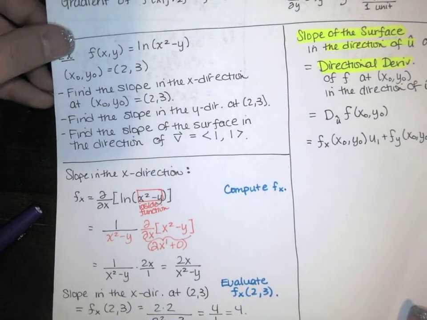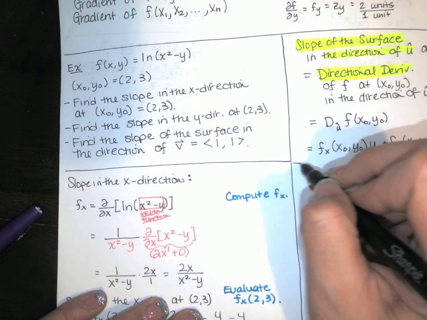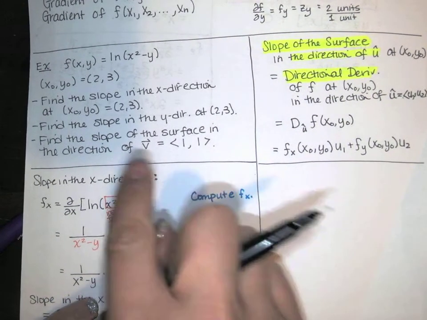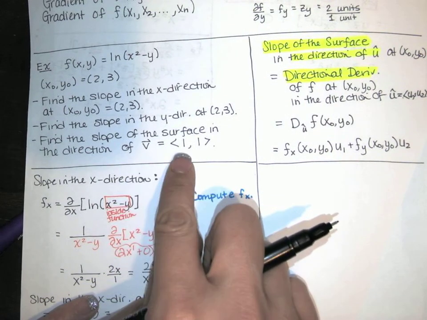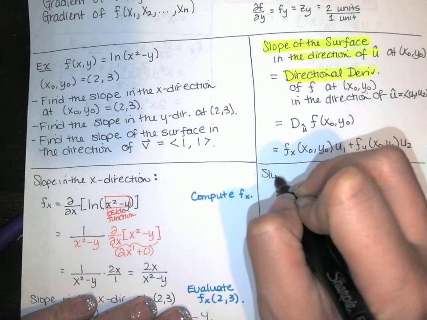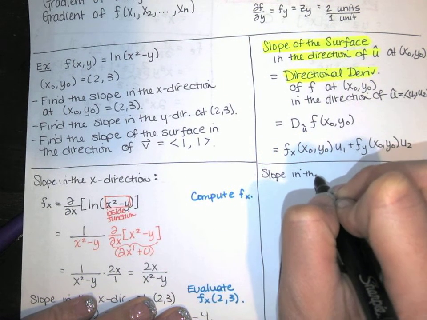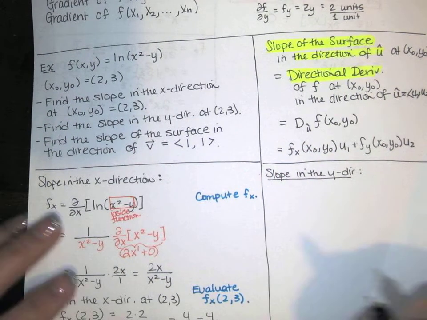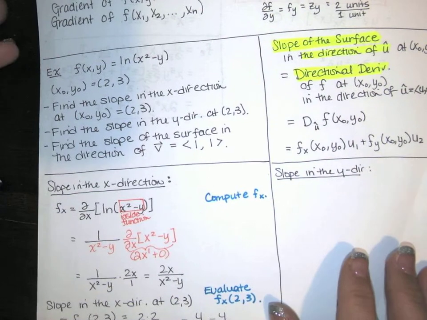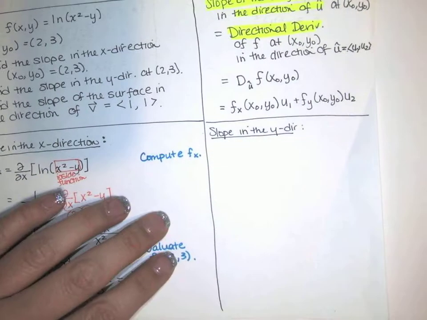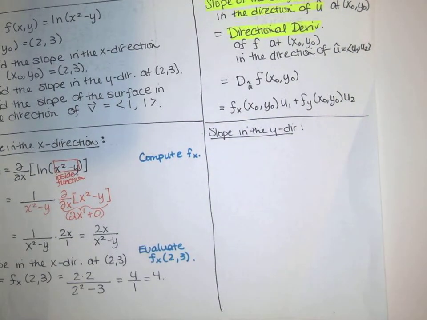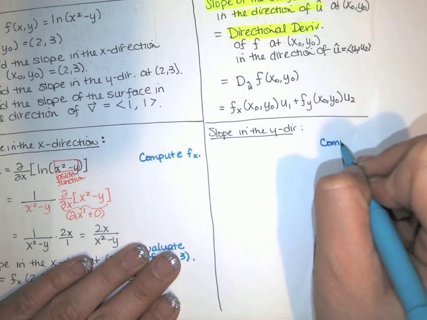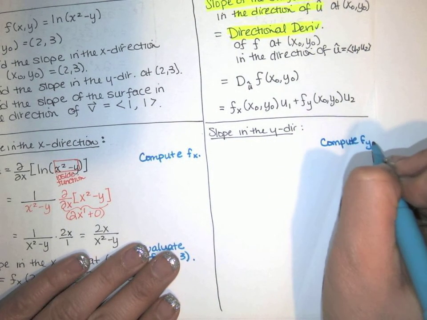Now let's find slope in the y direction. And we'll come back to this little box over here in a little bit. So we're going to need it to calculate the slope in this direction, the direction of this vector over here. So let's do slope in the y direction. First we find a formula for the slope. The formula for the slope in the y direction is just the partial of f with respect to y. So we compute f sub y.